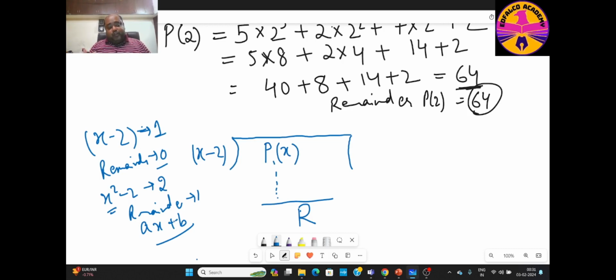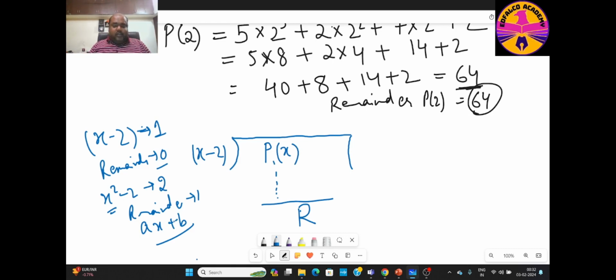Suppose we had to divide by a polynomial of degree 2, for example x square minus 2. Then the remainder would not have remained constant. It would have been a polynomial of one degree lower, which means degree 1, and degree 1 means it should be of the form ax plus b, some constant multiplied by x to the power 1, which is ax, plus some other constant b times x to the power 0. That could have been the form of the remainder. So we are not currently talking about that.